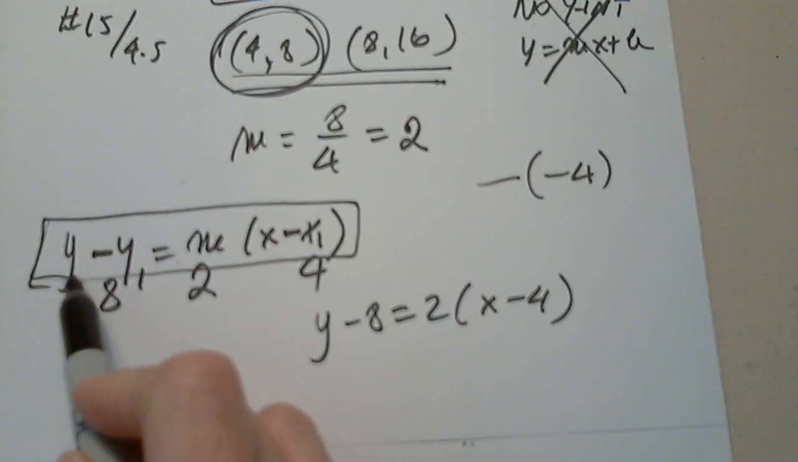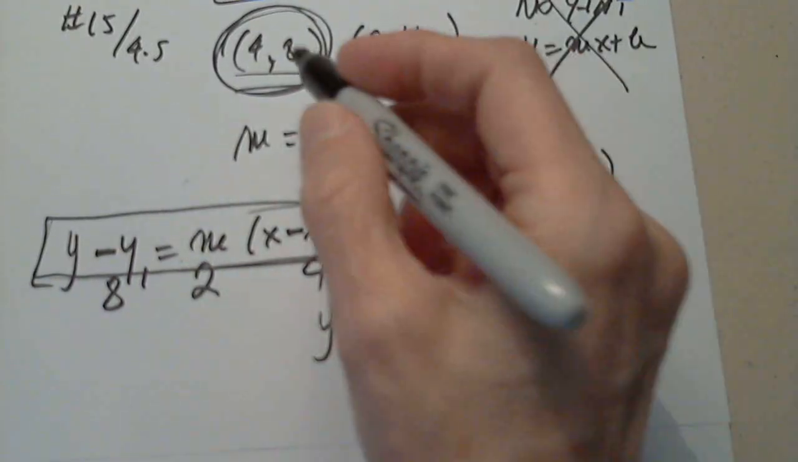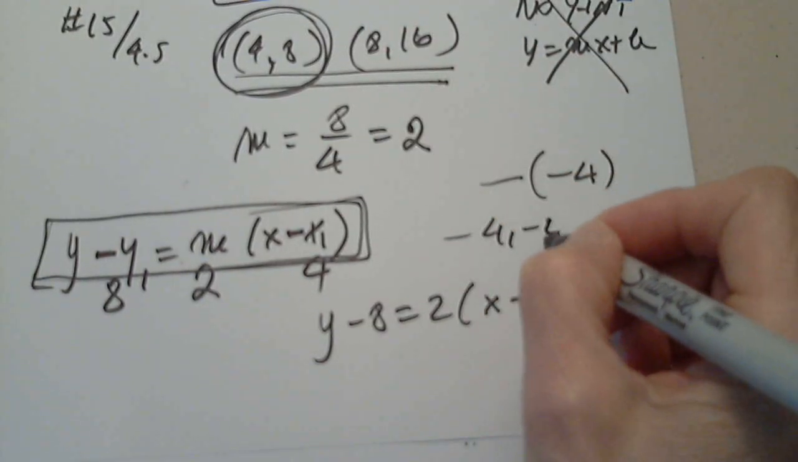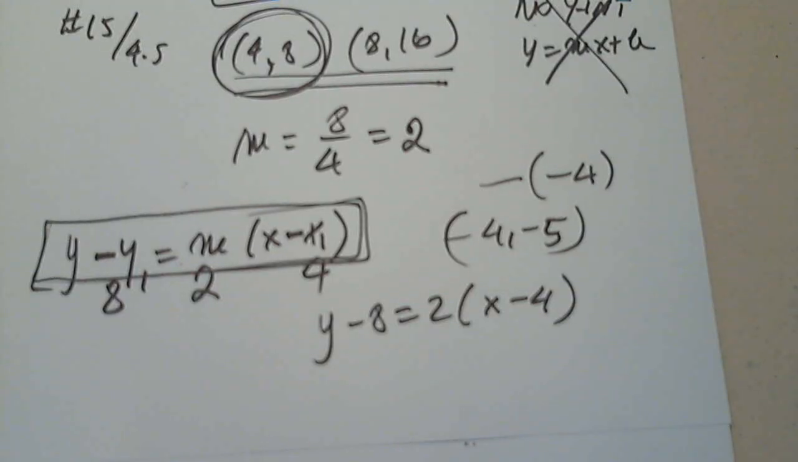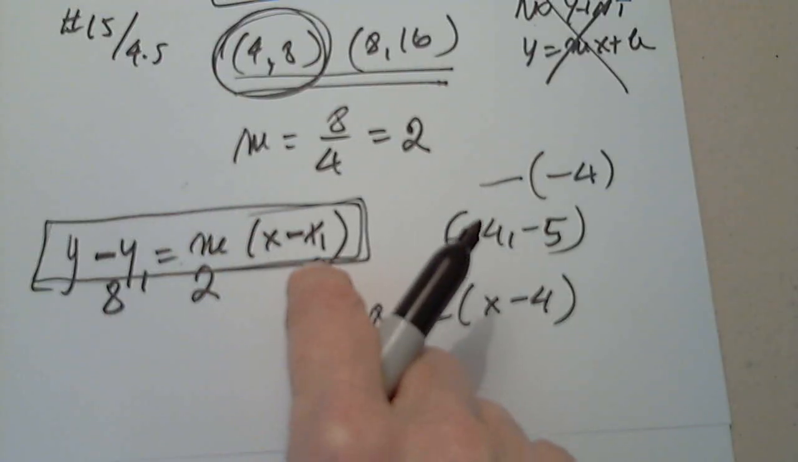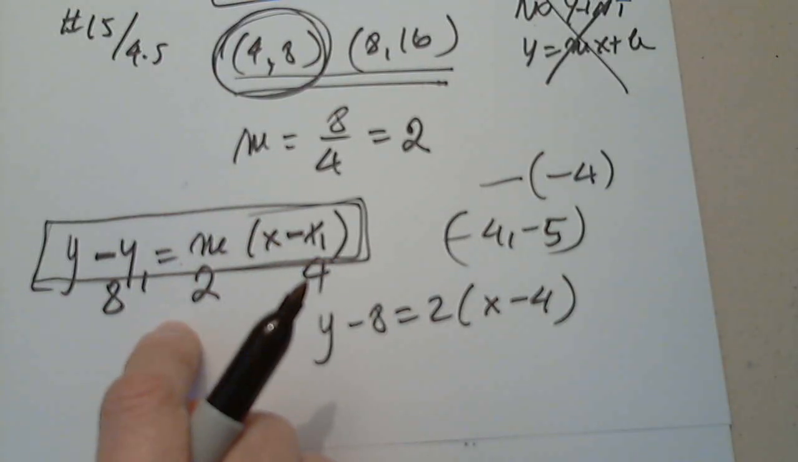Because this is the carved in stone equation. And I am given negative 4, negative 5. I have to enter what I'm given. I cannot change the point just because I want to. I have to plug it in the carved in stone equation.